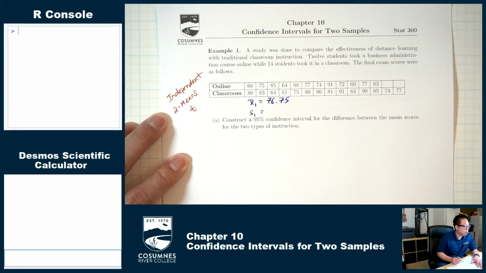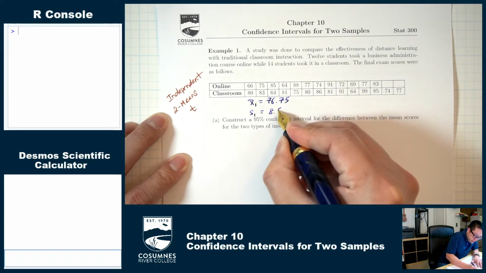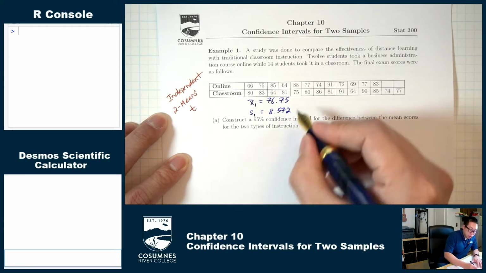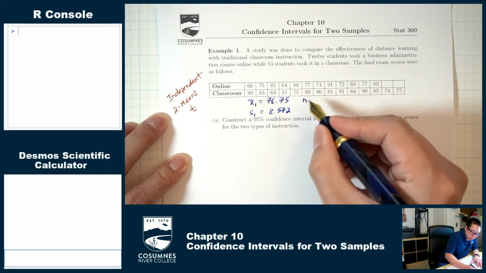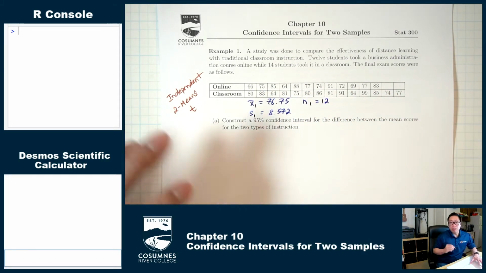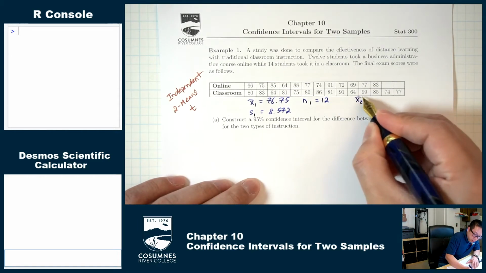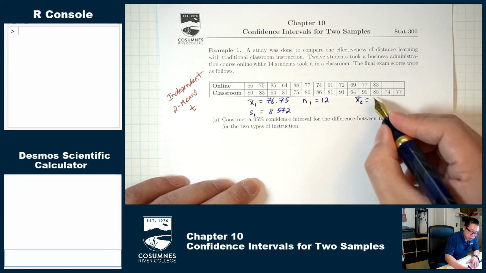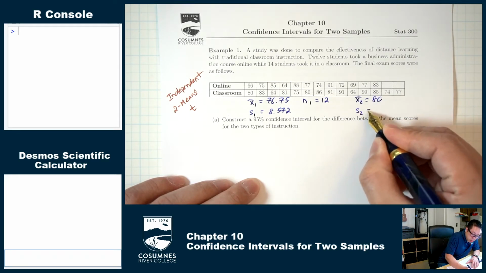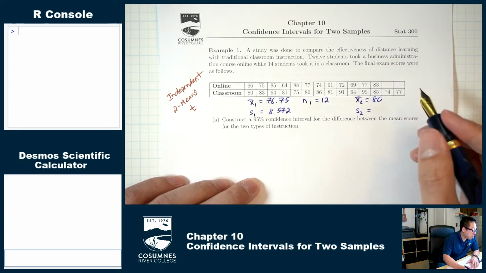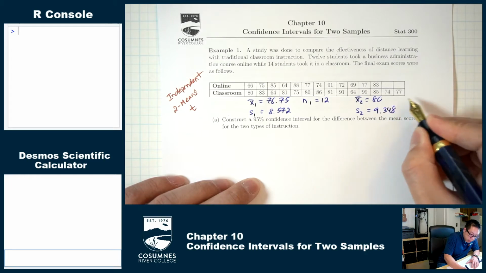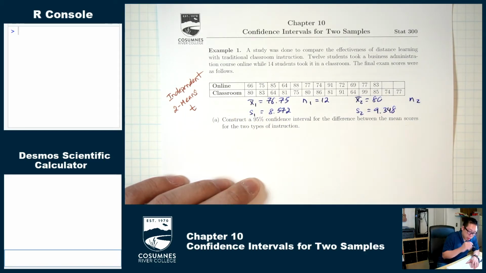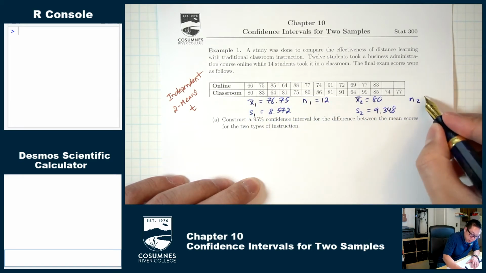S1 is the standard deviation for online, rounded to 3 decimal places, is 8.572. And then I also need a sample size. Sample size for online, if you count these, I think there's 12. And then for my x2 bar, that's the mean for classroom, it was 80. S2 is the standard deviation for classroom, rounded to 3 decimal places, is 9.348. And then n2, how many classroom students did I have? I think it's 14.